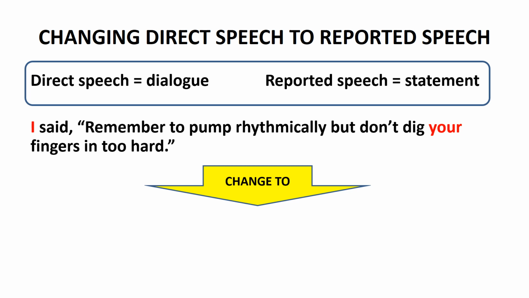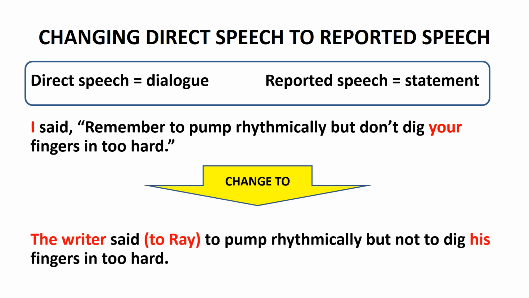So let's see. Instead of "I said", it becomes "the writer said", because I there is the writer. So the writer said to who? If we look at the text earlier, in the earlier line it says Ray. So the writer said to Ray. Okay, the writer said to Ray to palm rhythmically but not to dig his fingers in too hard. Because the writer talked to Ray, your fingers there, your, refers to Ray's fingers. So you need to change direct speech dialogue into reported speech.